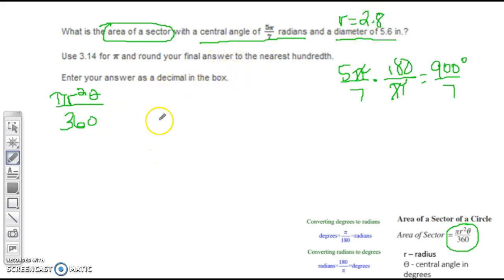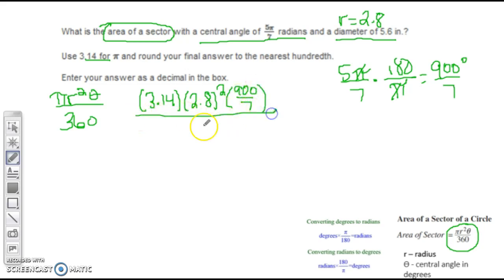So now I think I have everything I need to plug in. I'm using 3.14 for pi. The radius is 2.8 squared. Again, don't plug in the diameter there. You'll kick yourself later. The degrees, I'm going to leave it as 900 over 7 so I don't get a rounding error. And I want to divide it all by 360. So let's go ahead and do some calculator work.